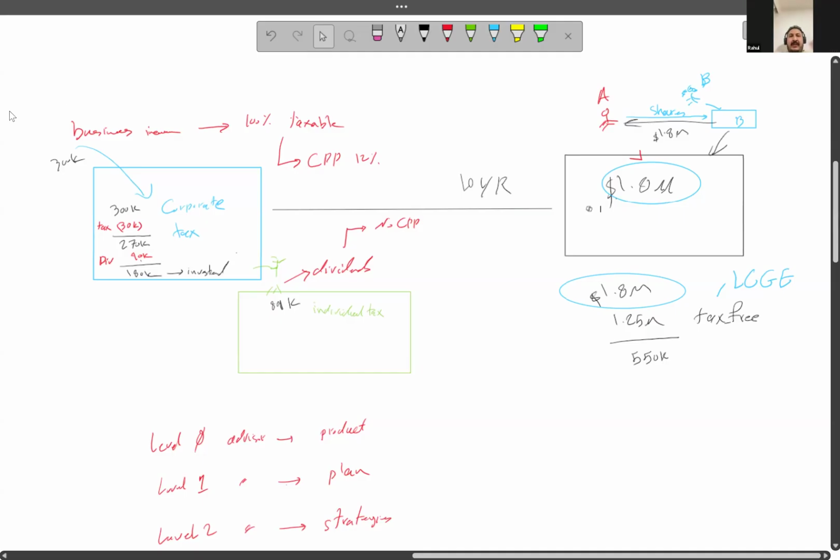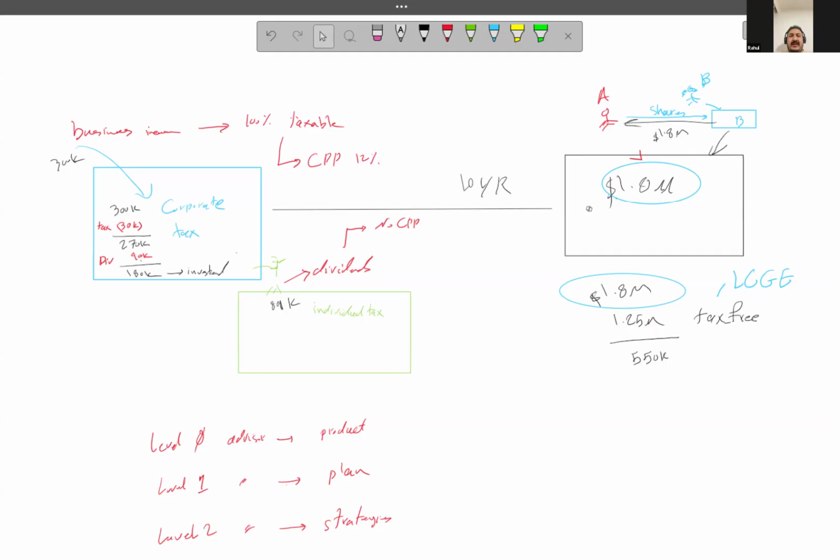Does it apply to the public companies shares as well? No, this is just for what they call Qualified Small Business Corporation, QSBC. And it has some criteria. I'm not going to jump into that one.